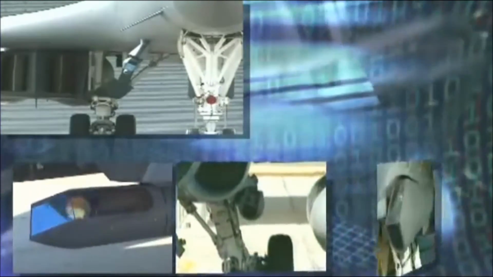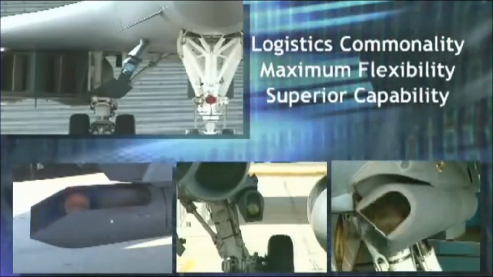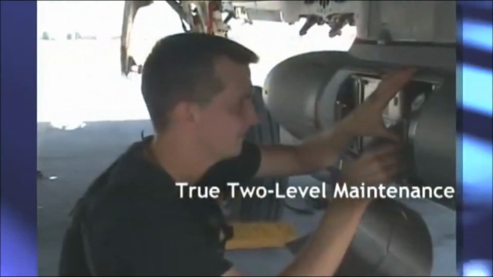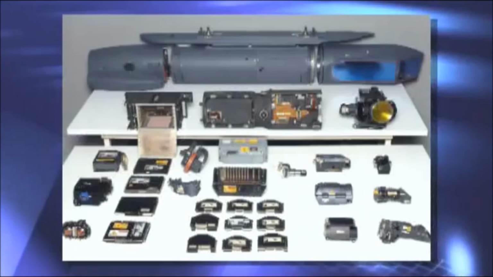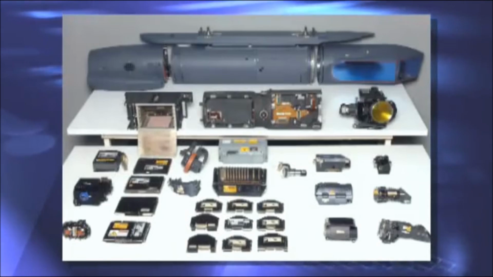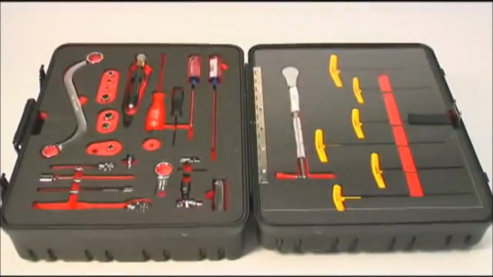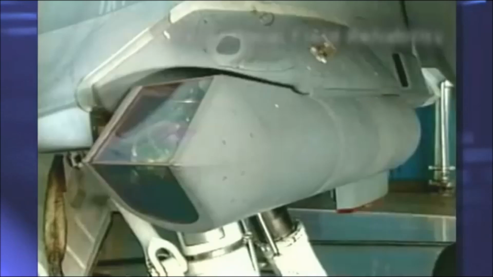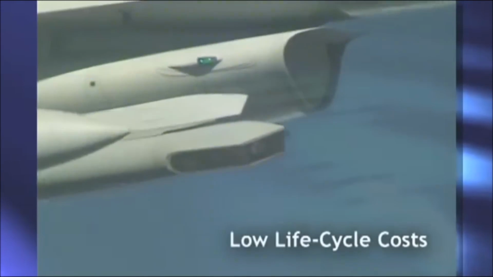This enables air forces to move the pod across platforms without changing the aircraft software. Designed for true two-level maintenance, the Sniper pod's modular design is the key to its streamlined maintainability. Replacing any of the pod's 39 line replaceable units is quick, easy, and accurate, requiring only common hand tools and a laptop. Streamlined maintainability and exceptional field reliability ensure the Sniper pod's lifecycle costs are low.